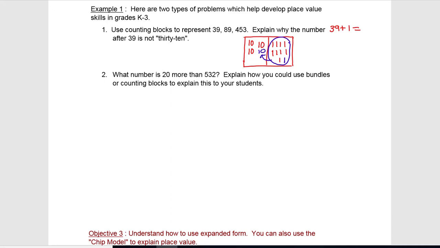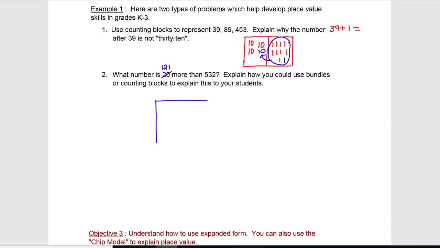Okay. Another example would be when we're adding different place values. So I'm going to actually change this problem to 121. So what number is 121 more than 532? Explain how you could use bundles or counting blocks to explain this to your students. We're going to use the chip model again.